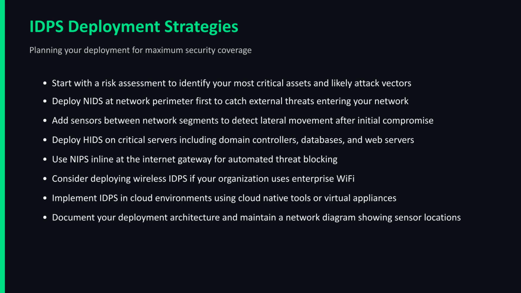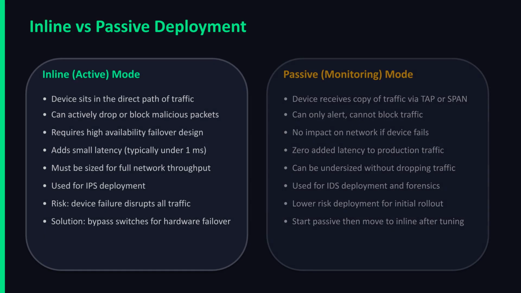Your IDPS deployment strategy should begin with a thorough risk assessment. Strategically place sensors at the network perimeter, between internal segments to catch lateral movement, and on critical servers to protect your most valuable data assets. You can deploy in inline or passive mode. Inline mode allows for active blocking but requires high availability, while passive mode provides safer, zero-latency monitoring by receiving a copy of the traffic, making it ideal for forensic analysis.